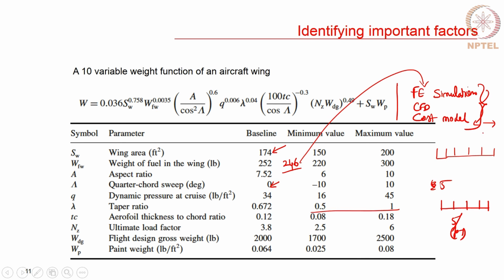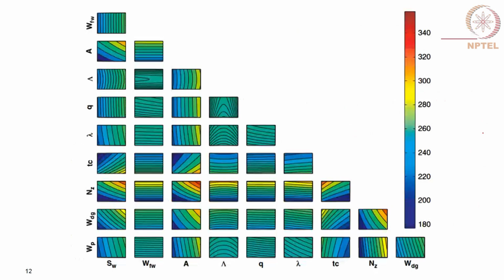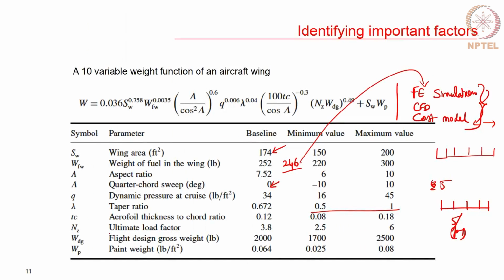So, I keep these responses, and now what I am going to do is plot this. When I am estimating that, I am not only estimating the weight of the fuel in the wing, but I will also estimate the other stuff, because there could be an interactive effect. So, if I go and change the weight of the fuel in the wing, of course, the wing area and the aspect ratio might not change, but the dynamic pressure at the cruise might change. Ultimate load factor might change. The flight design gross weight obviously changes. So, there could be an interactive effect. So, I need to go and estimate each one of these as well.